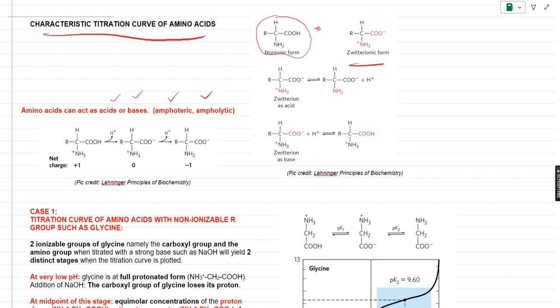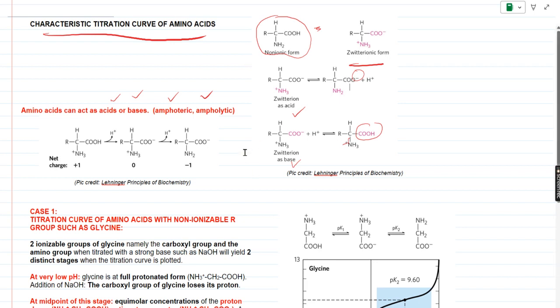But this zwitterionic form can exist as either a proton donor or a proton acceptor. Here, the zwitterion as an acid is going to furnish H plus from the NH3 plus group, and it is functioning as an acid because any acid has to dissociate to give hydrogen ions. But the zwitterion as a base is going to accept hydrogen ions from the solution and form the COOH, gaining a net positive charge, and here there is a net negative charge. That is the reason why amino acids can act as acids or bases.